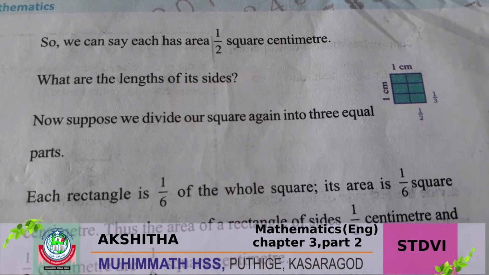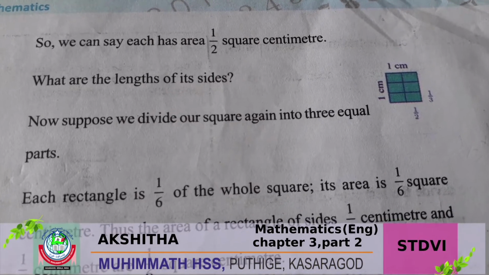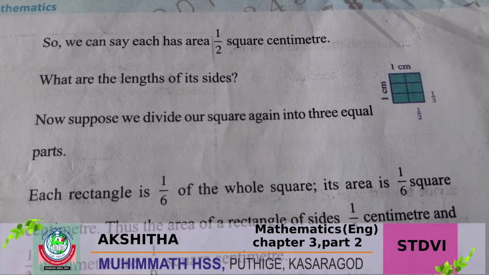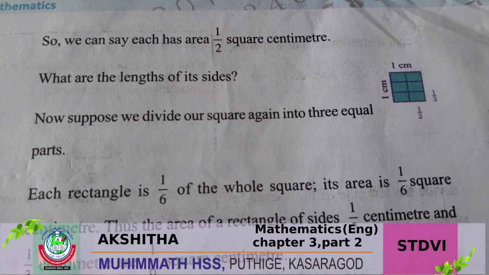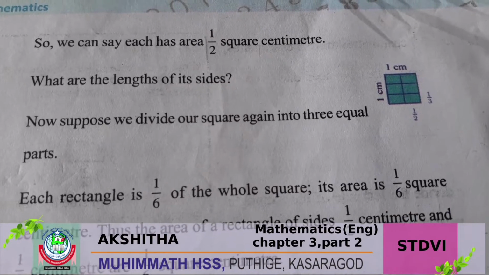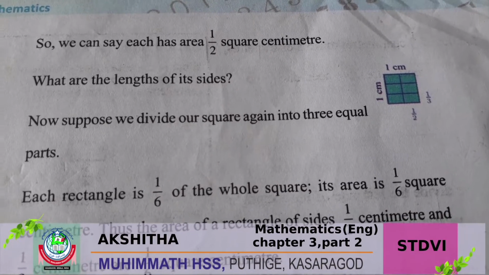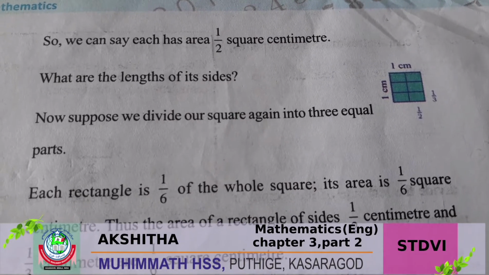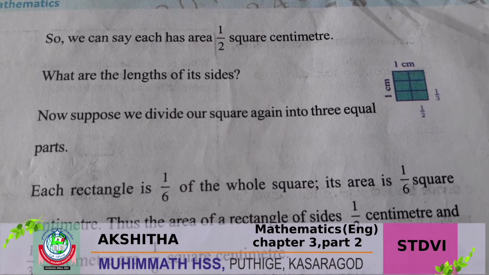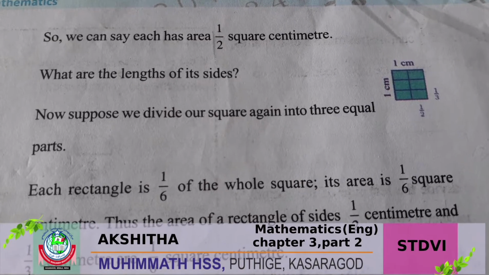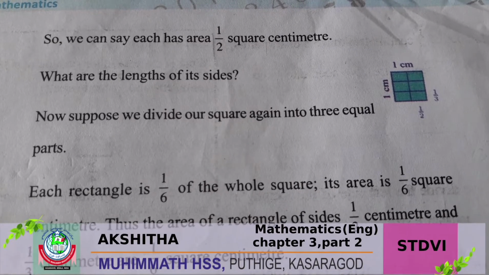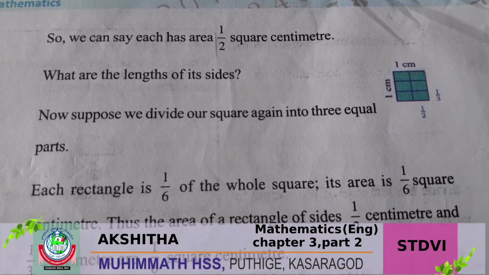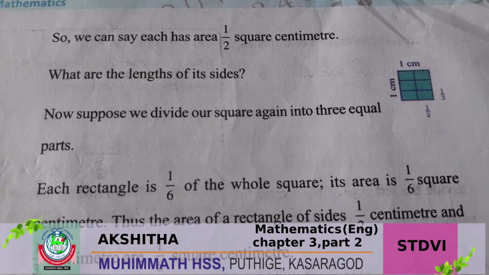Here, now, suppose we divide our square again into 3 equal parts. Look at the picture, 3 equal parts there. What is the area now? 1 by 2 into 1 by 3. What is the answer? 1 by 6. So, each rectangle is 1 by 6 of the whole square. Its area is 1 by 6 square centimeter.